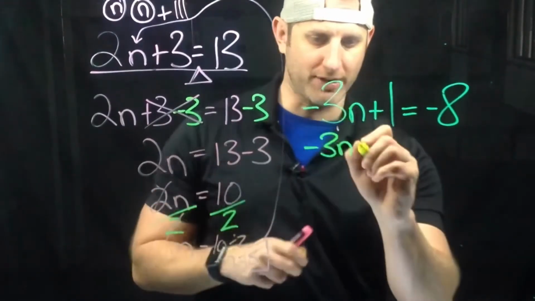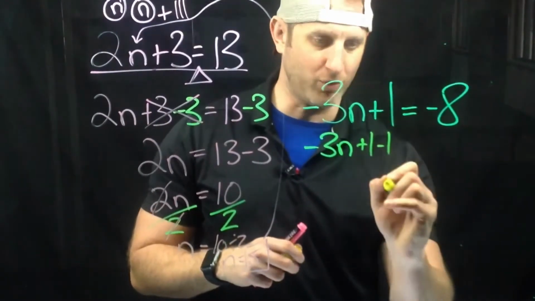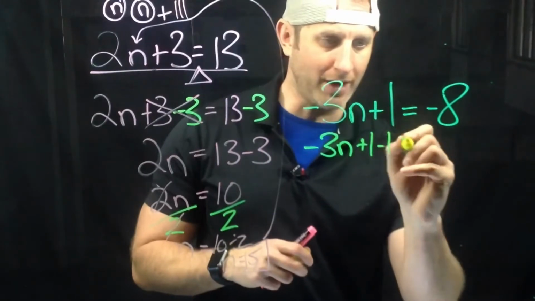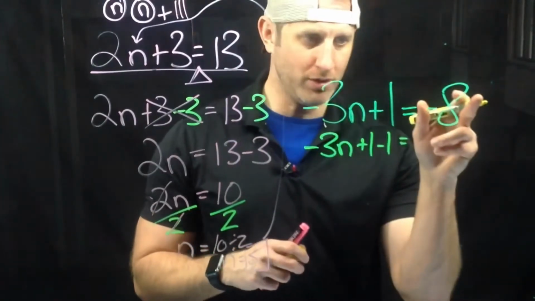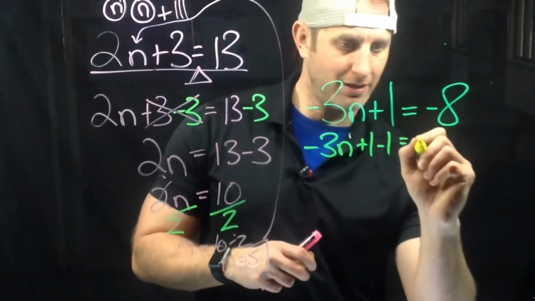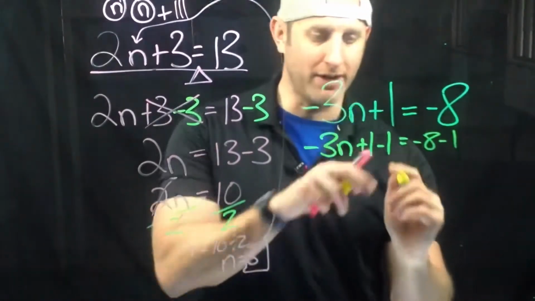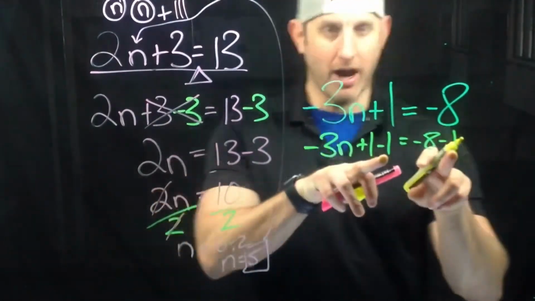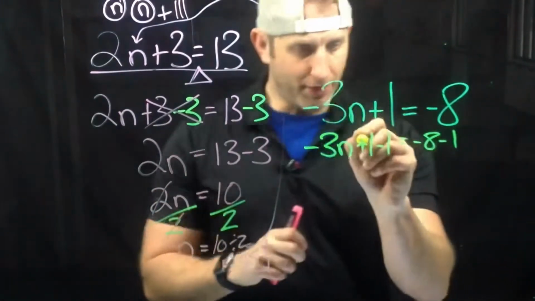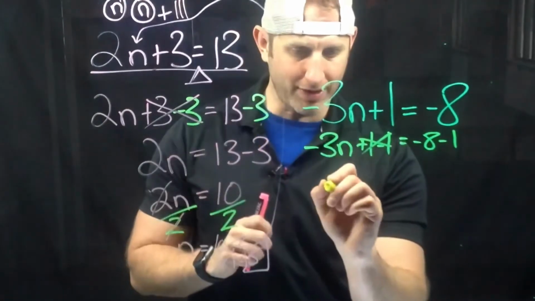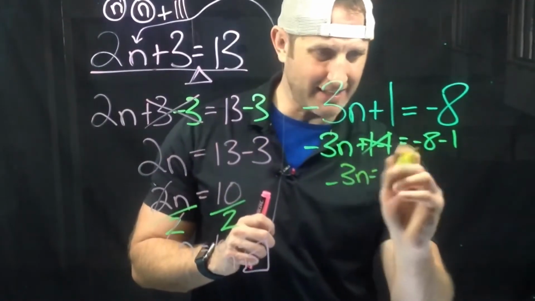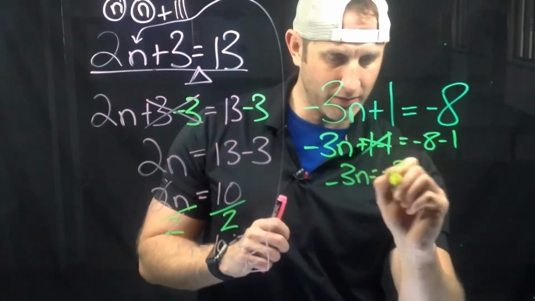This would be my first step. Plus 1 minus 1, I want to cancel that out. And that's going to be equal to negative 8 minus 1. What I did to one side, I do to the other. This then cancels, leaving me with negative 3n is equal to negative 8 minus 1.